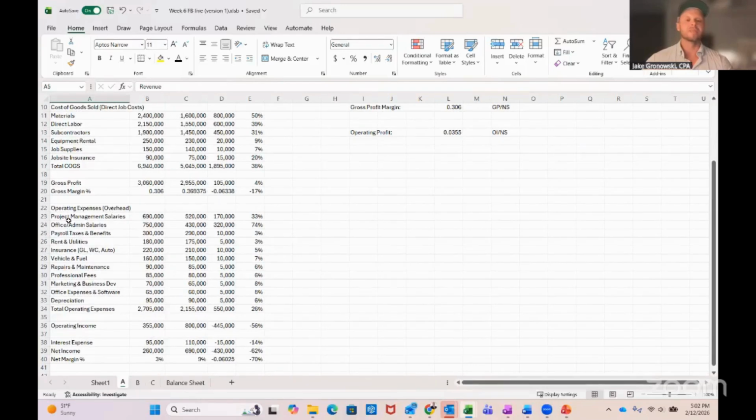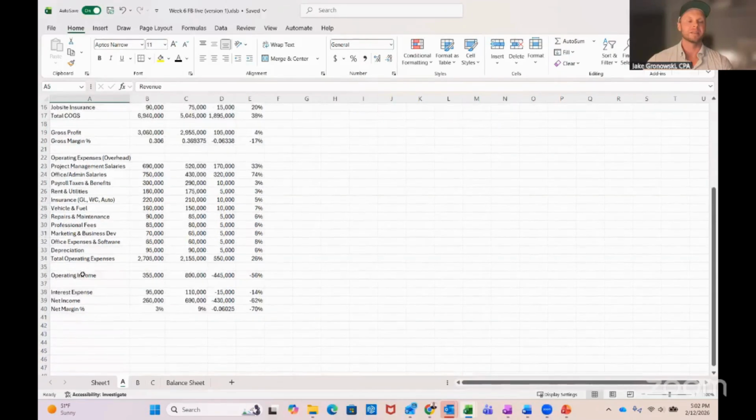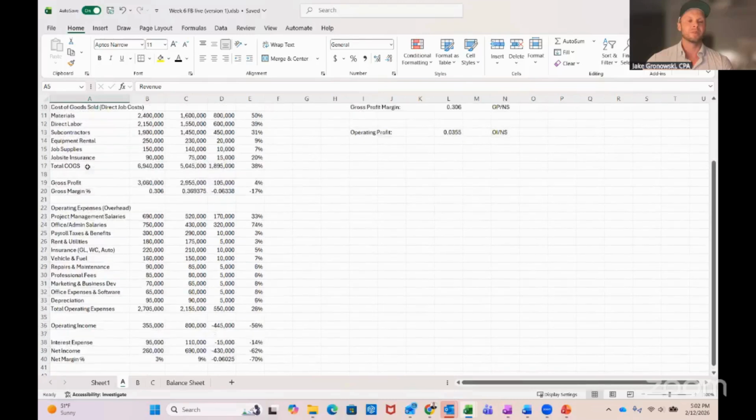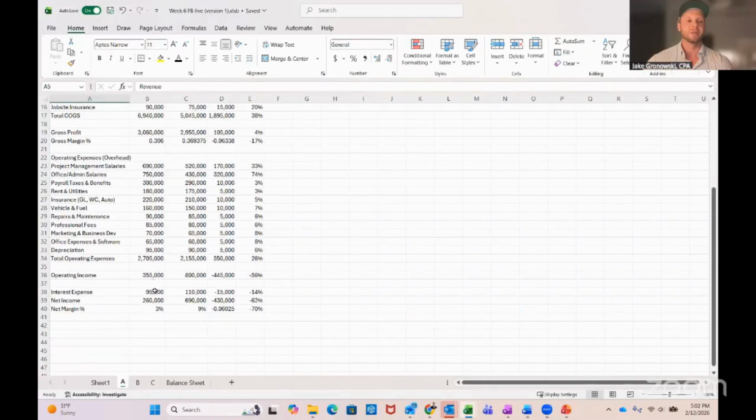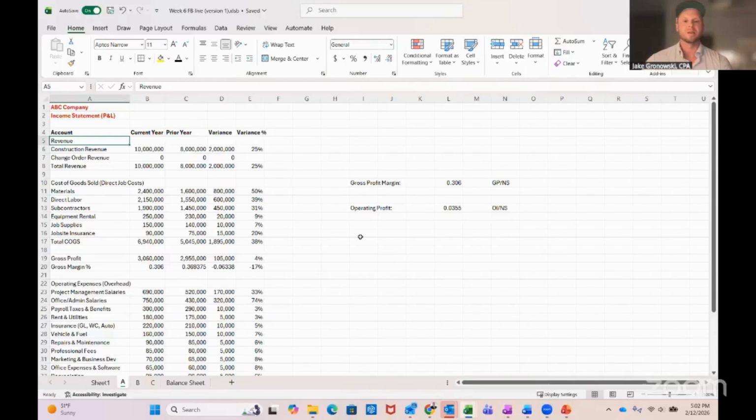So like office salaries, C-suite salaries are going to be in your overhead, as well as insurance, vehicle fuel, maintenance and expense, things like that. So revenues less cost of sales and operating expenses give you your operating income. And then obviously your net income is your bottom line. So gross profit margin is going to be, excuse me, we'll start over here with revenues, comparing the current year with the prior year.